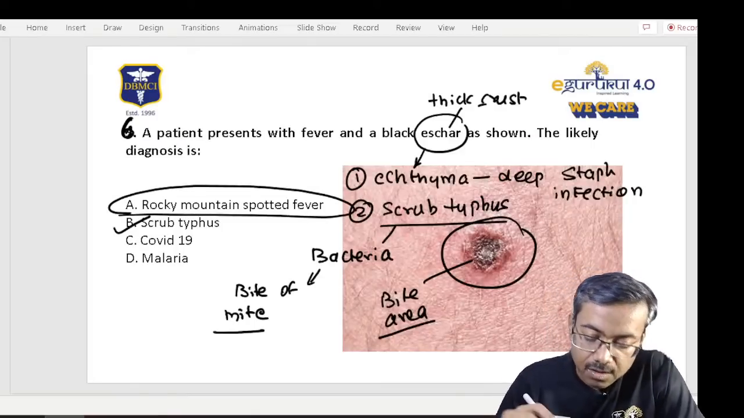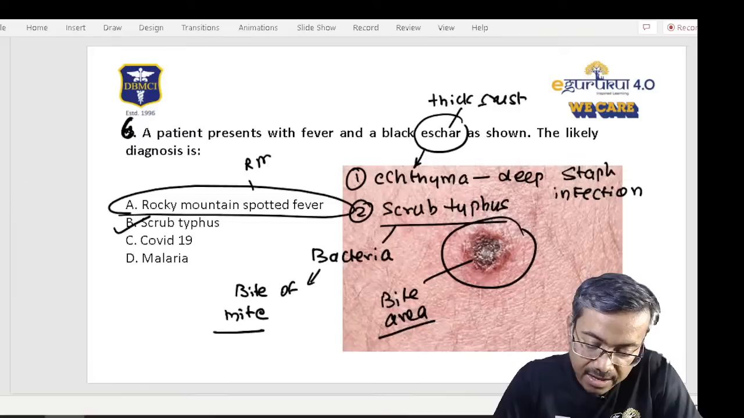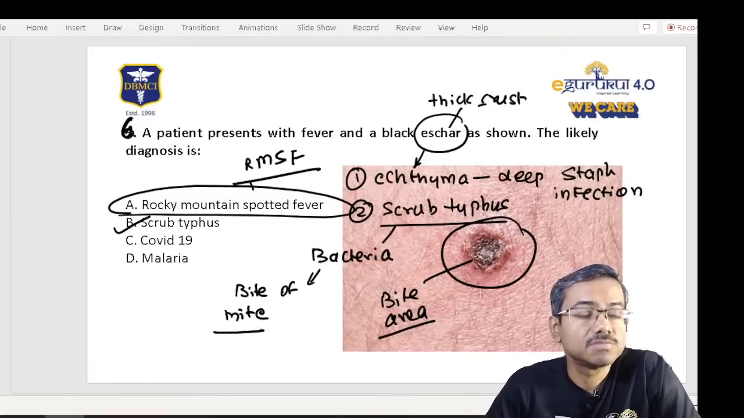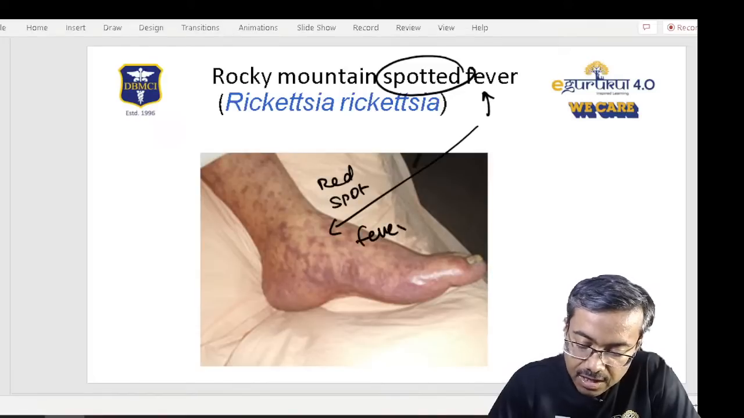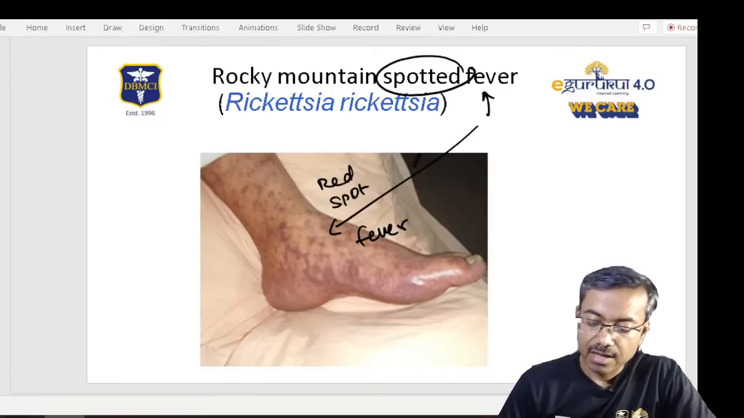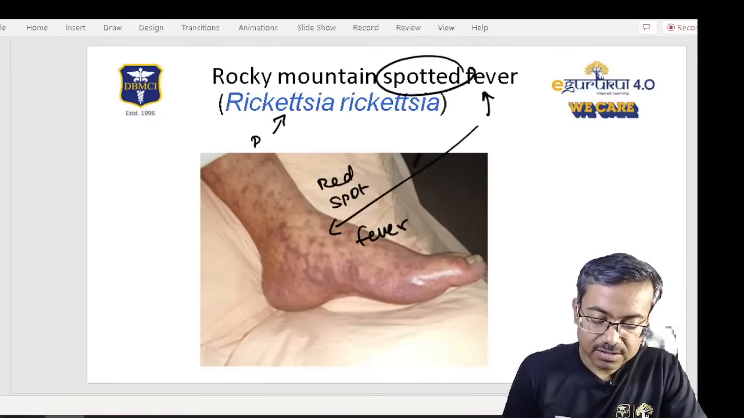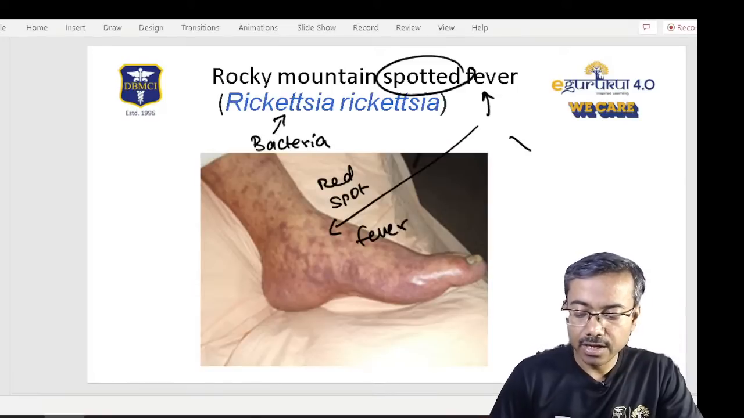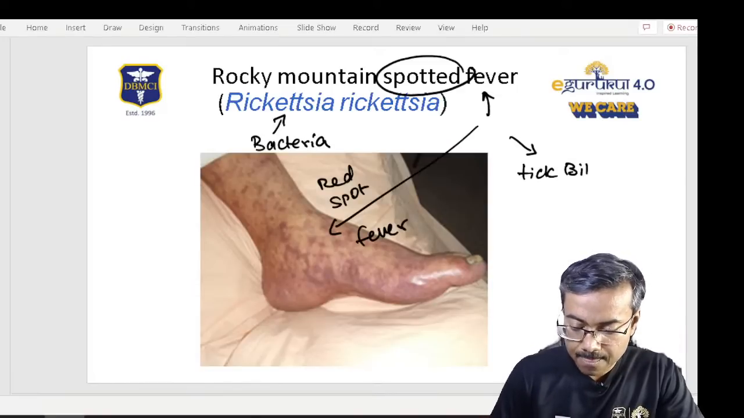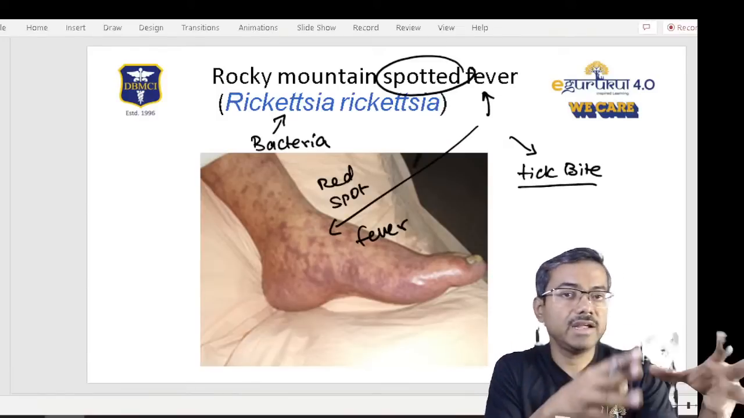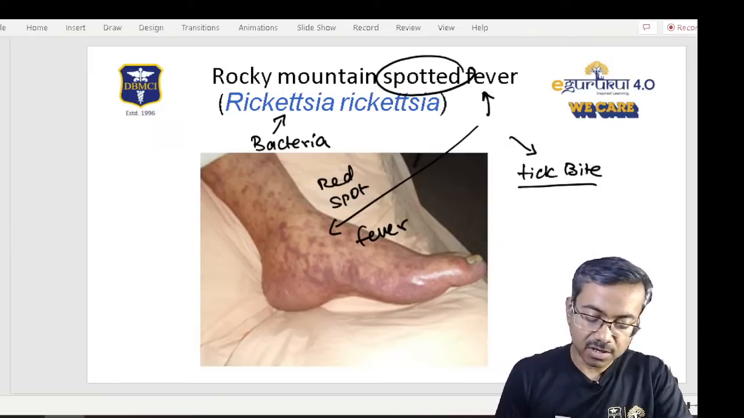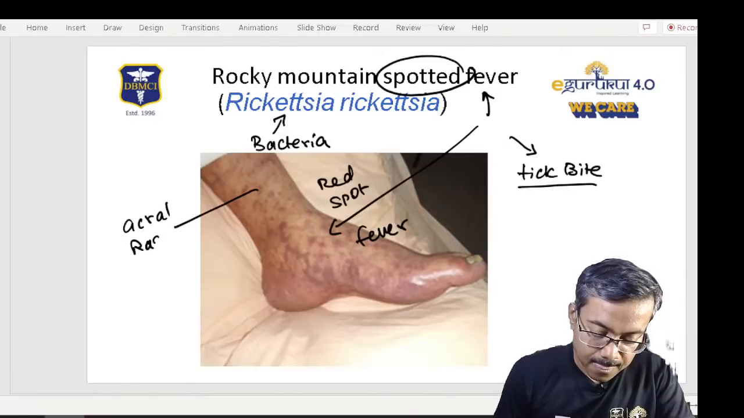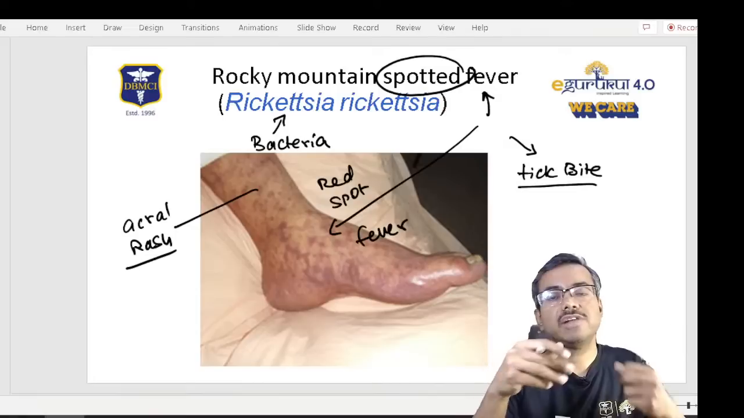What about this first one? Rocky Mountain Spotted Fever, RMSF. The name itself tells you: spotted fever means the area will have red spots with fever. It's a rickettsial organism, a bacteria which is rickettsia, and this usually happens with a tick bite. So the mite creates scrub typhus, and the tick creates RMSF, Rocky Mountain Spotted Fever, and usually an acral rash. Acral means the ends of the body, hands and feet will have this rickettsial disease.